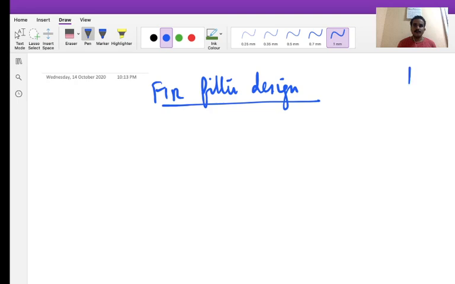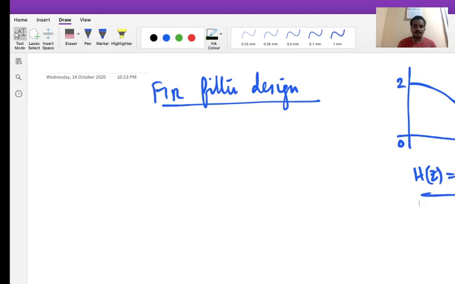We have already designed a first order filter, say first order low pass filter like this, which is from 0 to pi, magnitude was 2. The H(z) that you use is H(z) equal to 1 plus z inverse. This is a first order digital filter.